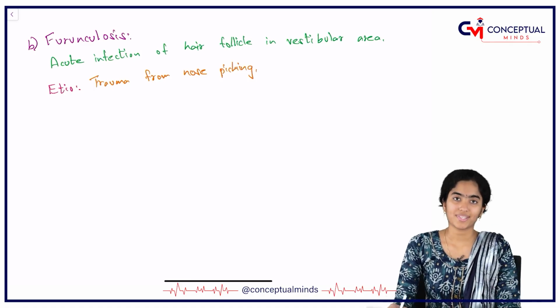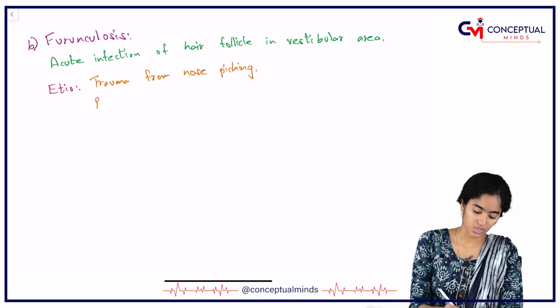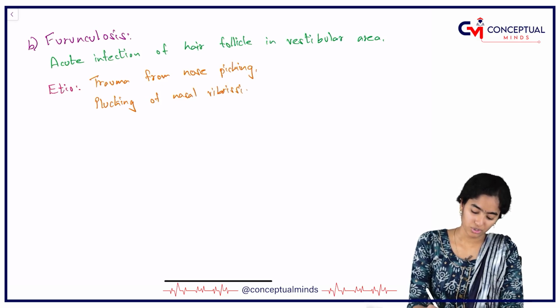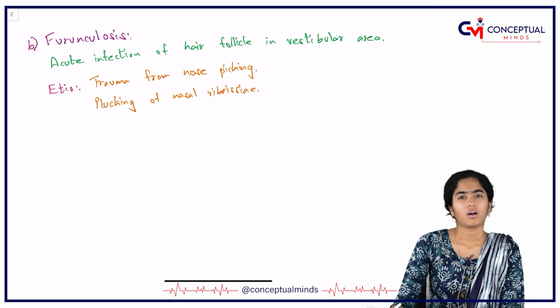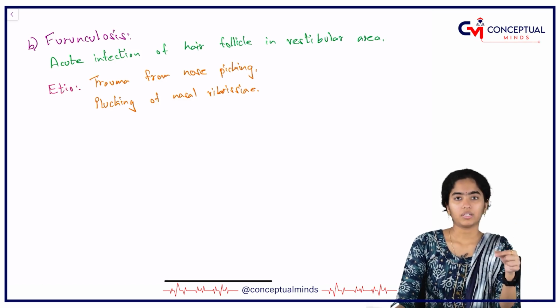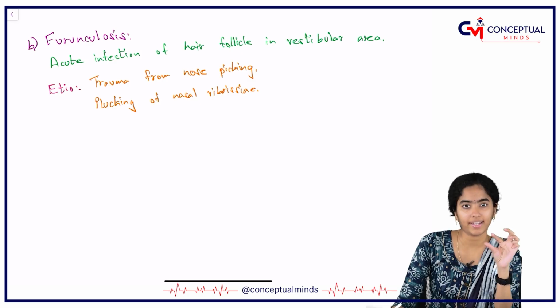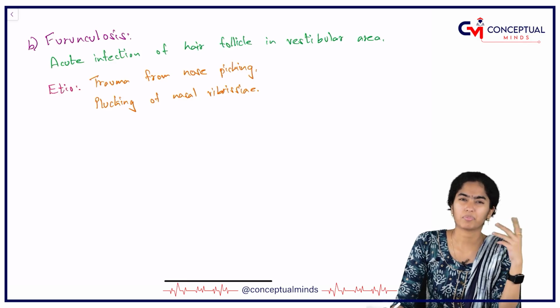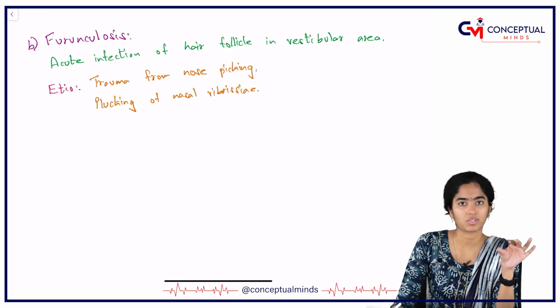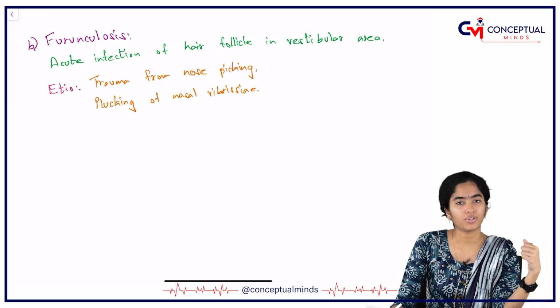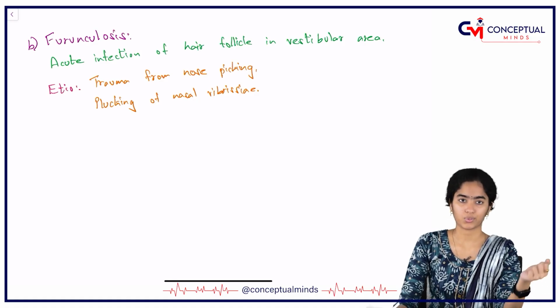Plucking of the nasal vibrissae can also lead to furunculosis. The patient could pluck them themselves, or sometimes, very rarely, during an ENT examination, while we put in instruments, these vibrissae can get trapped in the instrument, and when we are withdrawing the instrument, they can be plucked out. It happens very rarely. Usually, doctors are mindful about this condition, so they see that vibrissae are not trapped. But in that situation also, later on, it can get complicated into a furunculosis.